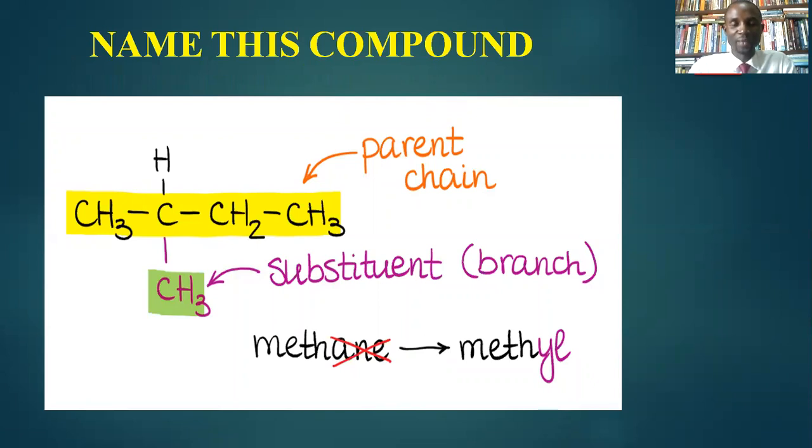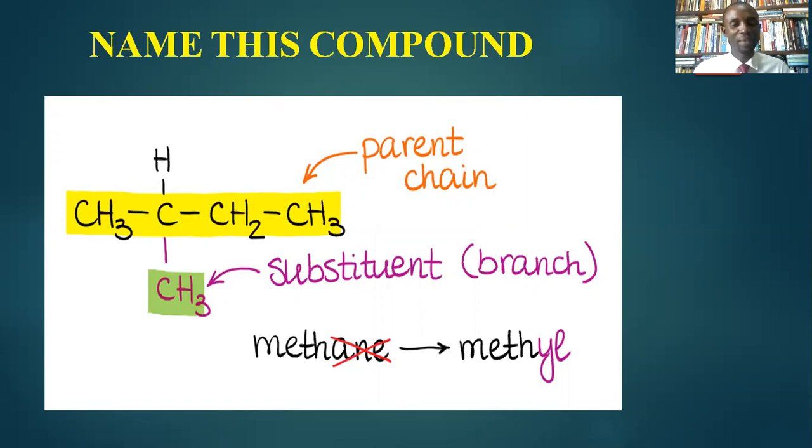Let's try to name this compound. If you look at this particular compound carefully, you will know that several things are needed in pronouncing this compound correctly. As you can see, the long chain that has the yellow background or shade here, we call it the parent chain. And the CH3, we call it a substituent or branch. And instead of methane, we call it methyl.